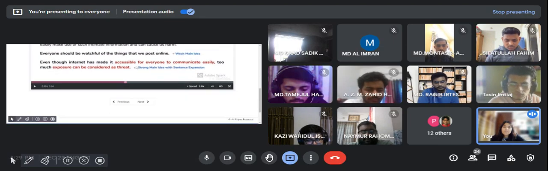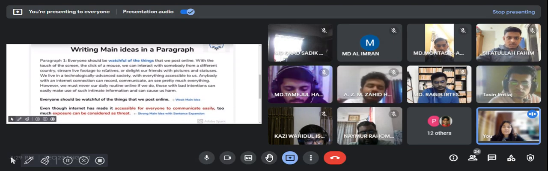So, if you look at this strong main idea, you will see it pretty much covers everything that is written in the paragraph, isn't it, Nas?